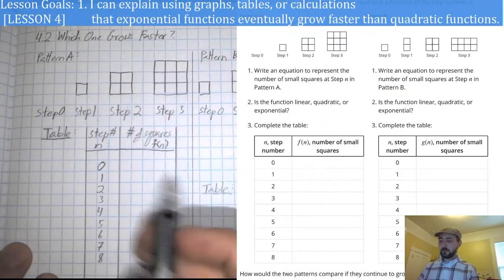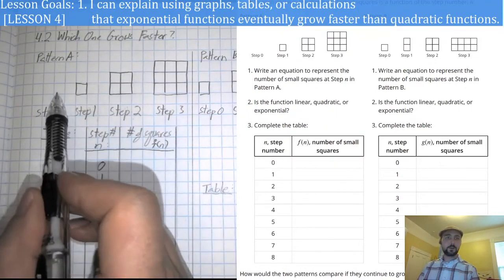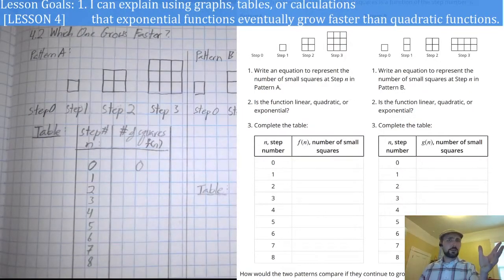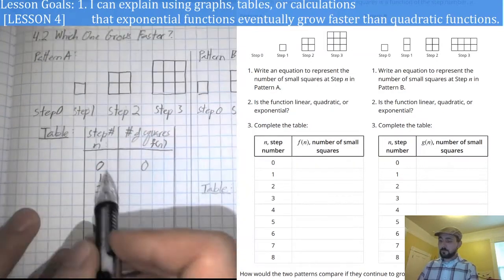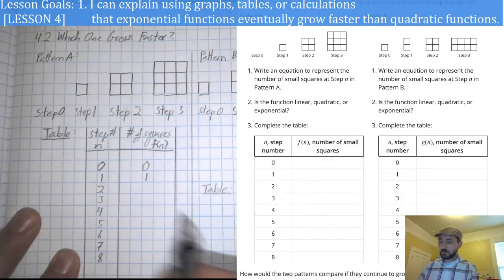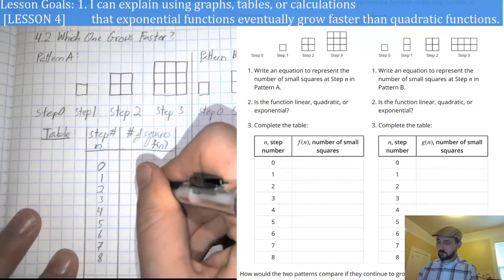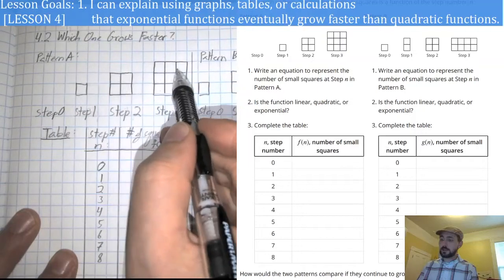Okay. The number of small squares we can just read off. So in step 0, there are 0 squares. And I don't know if that kind of caught anyone else off guard, but yeah, step 0 has 0 squares in it, which is odd, but is what it is. It was not a typo. Step 1 has 1 square. Step 2, 1, 2, 3, 4 squares. And step 3 has 1, 2, 3, 4, 5, 6, 7, 8, 9 squares.